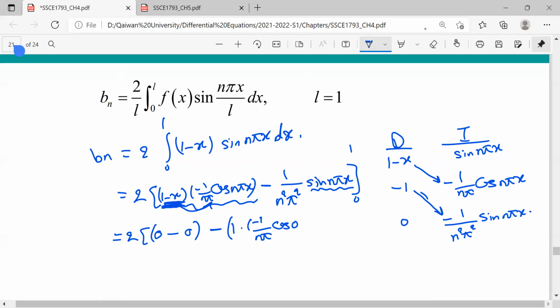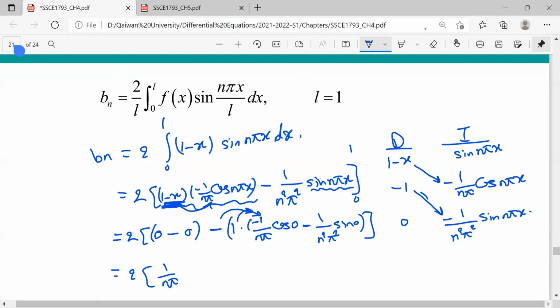Okay. Minus 1 over n squared pi squared sine 0. Sine 0 is 0. And this equals 2 times, here we get 1 times minus 1, which is minus 1. And here we have this negative sign also, so it becomes plus 1. Cosine 0 is 1. We get 1 over n pi.